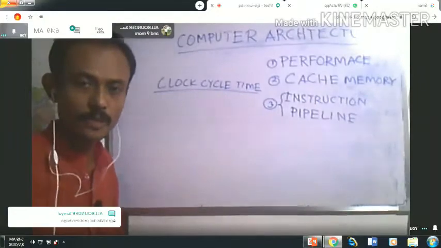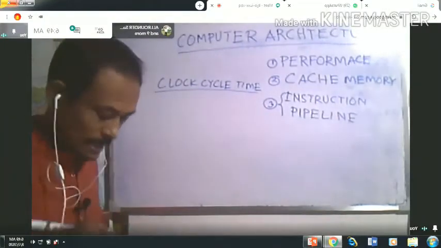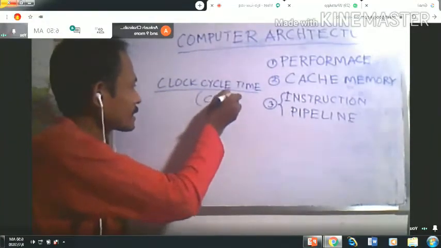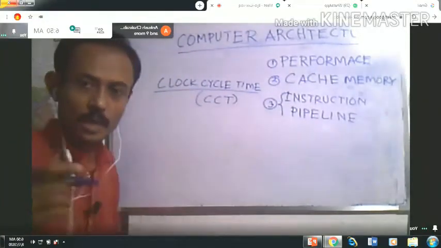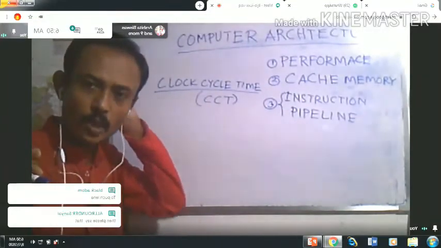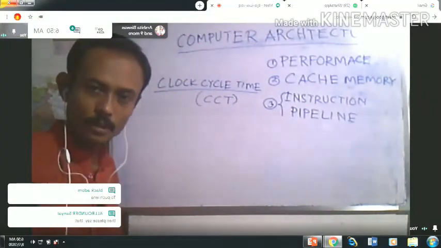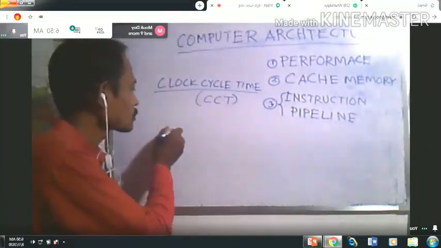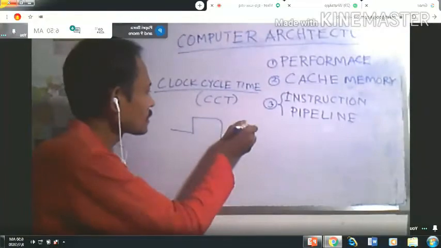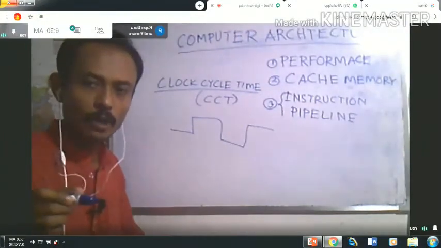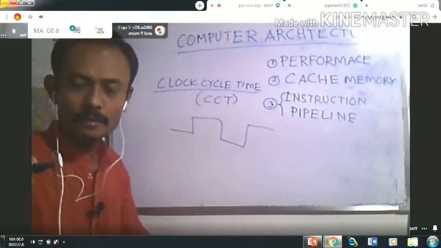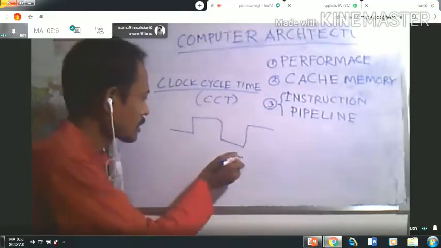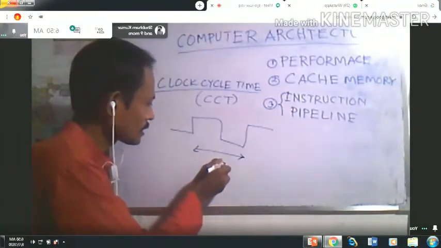So what do you mean by clock cycle time? The short form of clock cycle time is CCT. Clock cycle time means within every processor there is a clock. So here clock cycle time means the duration of that clock is called the clock cycle time. So this is the duration of the clock cycle, this is the CCT.